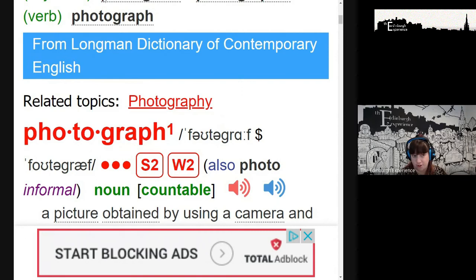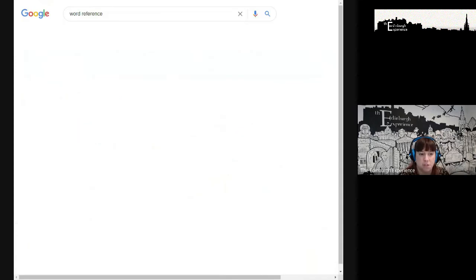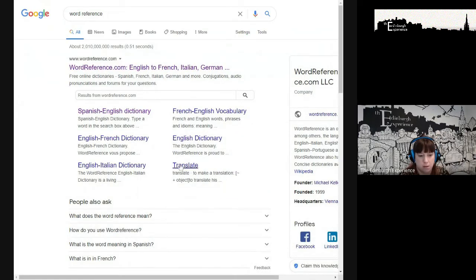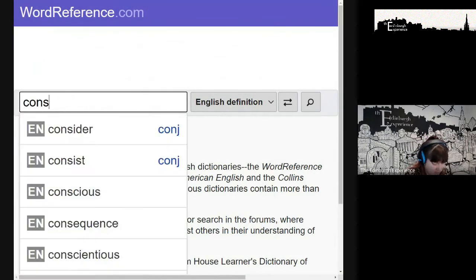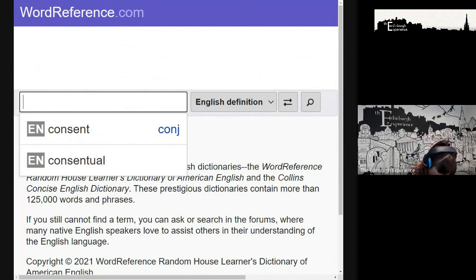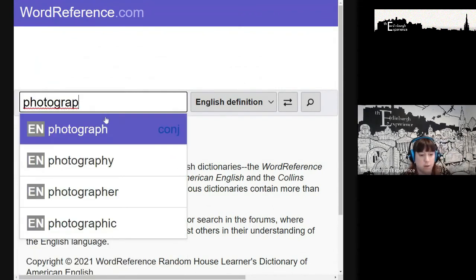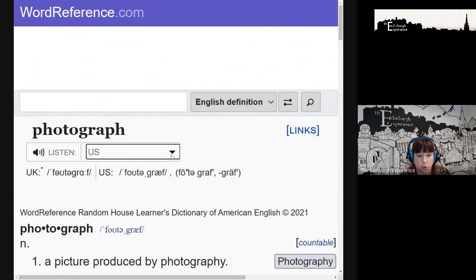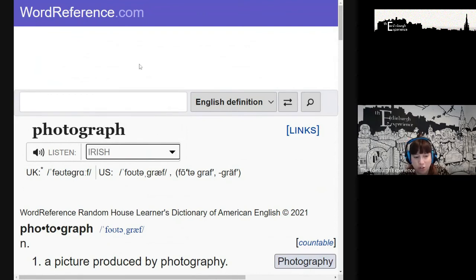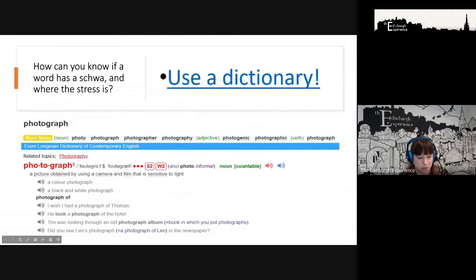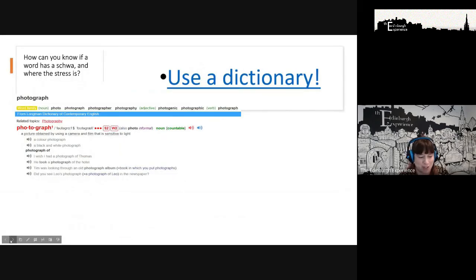If you go to WordReference, I don't know if I've shown you guys this before. So the WordReference dictionary. The cool thing about this one is that you can actually listen to it in different accents. Photograph. So you can choose what to hear. So let's do Scottish. Okay. But you can also listen to Irish. Photograph. Or my personal favorite, Jamaican. Photograph. So when you get to go on holiday again after this horrible pandemic to Jamaica on a tropical island, you can check the pronunciation.